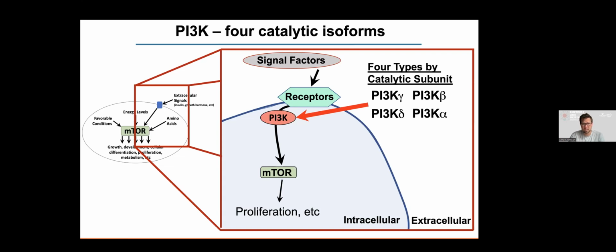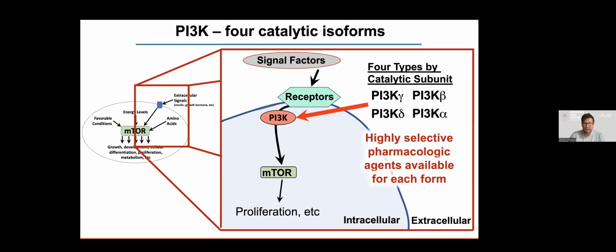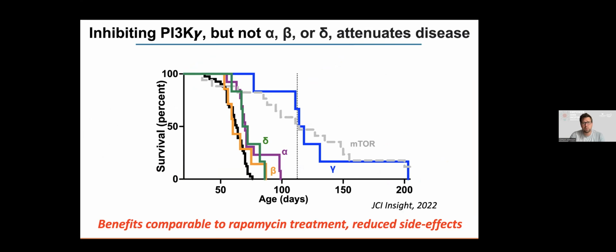When we decided to look at PI3 kinase, we initially realized that there are really 4 forms of PI3 kinase itself. They're defined by the catalytic subunit. There's an alpha, a beta, a delta, and a gamma. And fortunately, there are highly selective pharmacologic agents for each of these. So we can treat mice with a drug that targets just one of these really specifically and see what happens. When we did those experiments, we found that inhibition of the alpha, beta, and delta PI3 kinase forms essentially did very little to nothing in terms of disease progression in these animals, whereas inhibition of the PI3K gamma isoform was extremely promising.